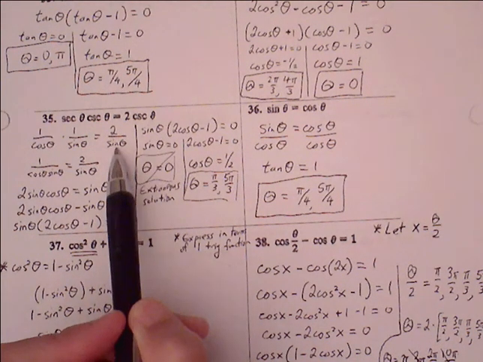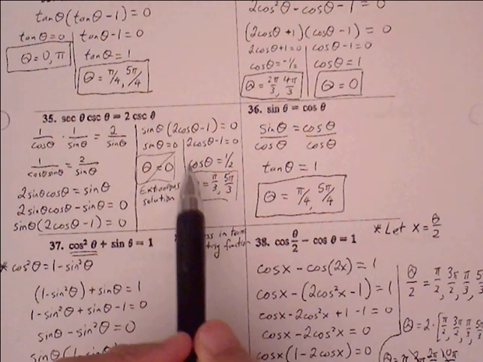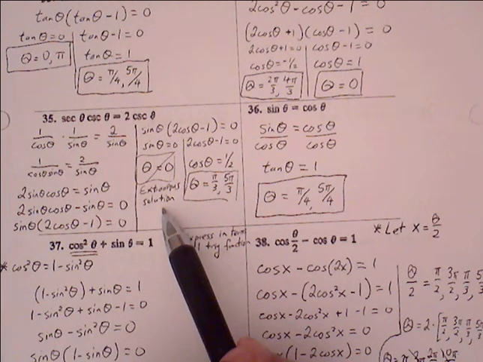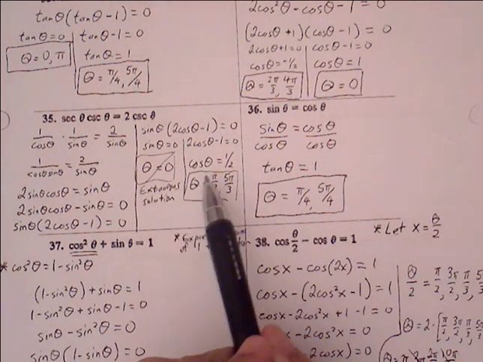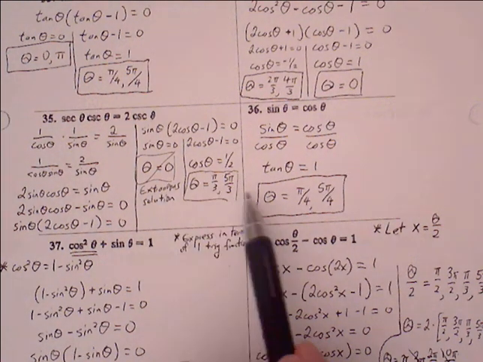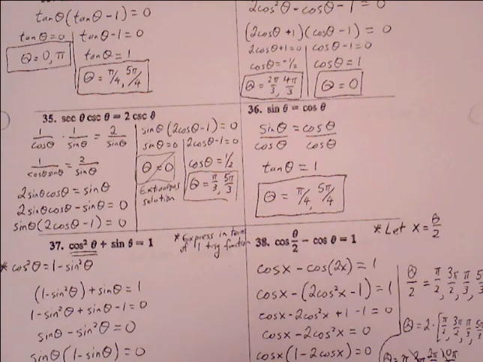Cosecant is basically 2 over sine of theta. 2 over sine of 0 is going to be undefined, so 0 is an extraneous solution, and we don't include that. Cosine theta is equal to 1/2 at pi over 3 and 5 pi over 3.